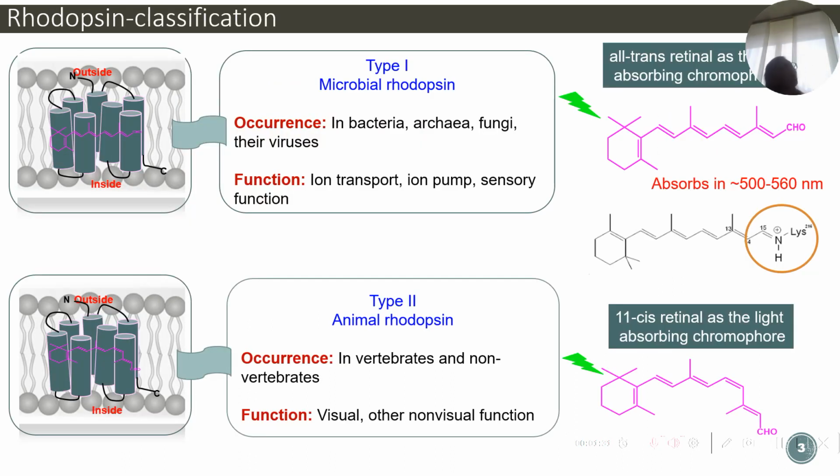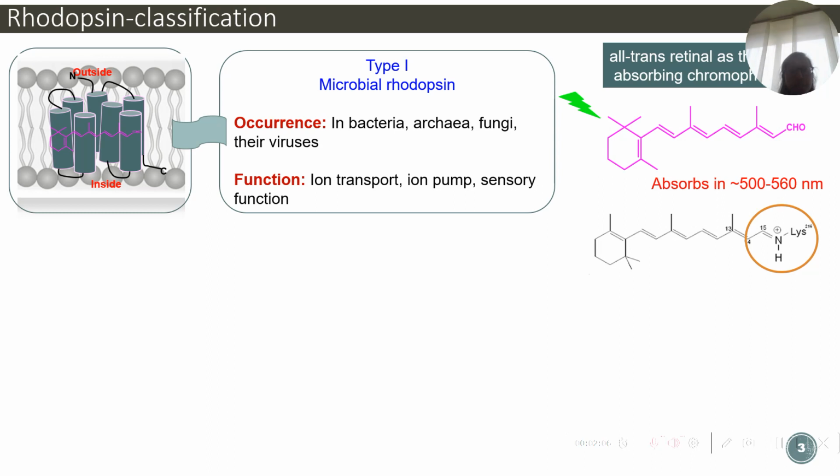Rhodopsins can be classified into two classes. One is type 1 rhodopsins, which are microbial rhodopsins. They are found in bacteria, fungi, and viruses. And the other one is the animal rhodopsin, like we have in our eyes, in our retina, and these animal rhodopsins act as visual rhodopsins. But in this presentation I'll be talking about microbial rhodopsins.